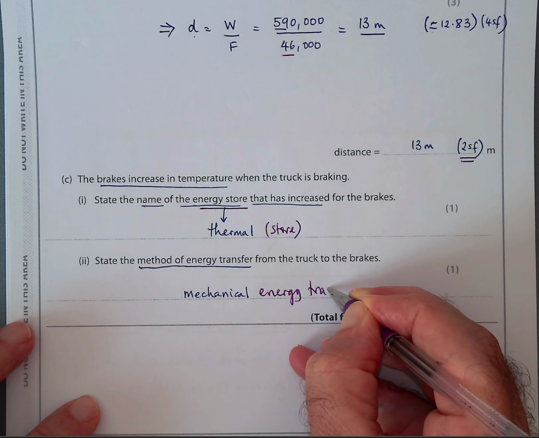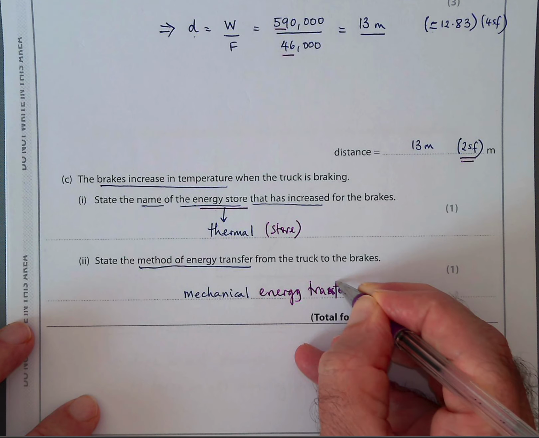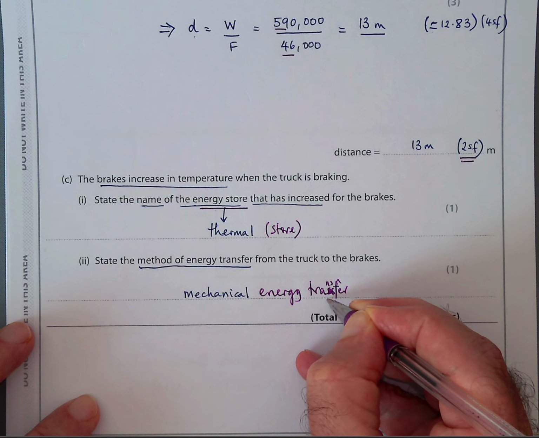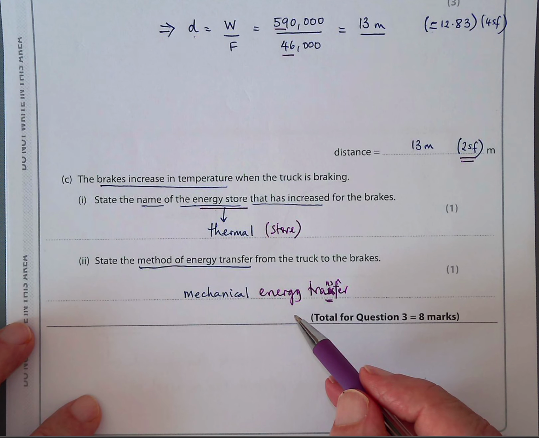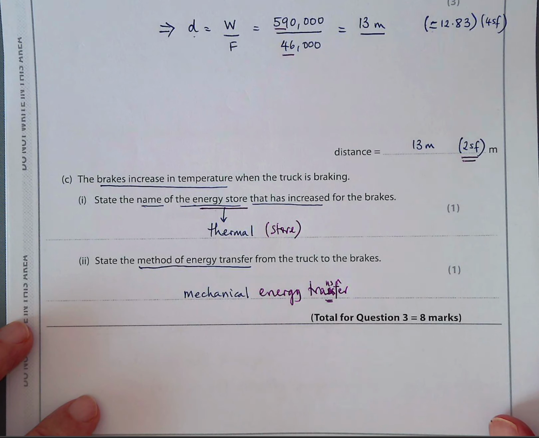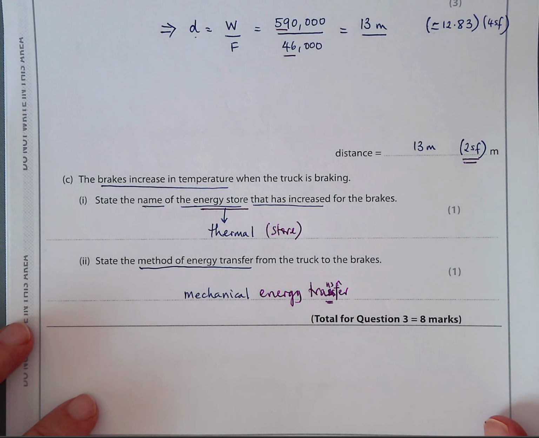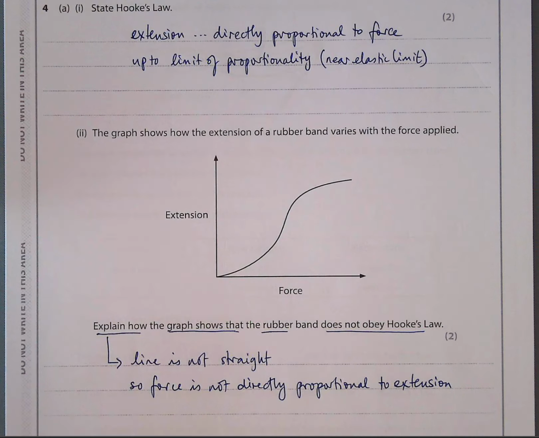Whenever a physical force is used over a distance, in other words, we're using work as force times distance, it's called a mechanical energy transfer. Okay? So in this case, the physical work is being done by the brakes. Okay, and that's how you get your 8 marks. Okay, that's 3 questions done.